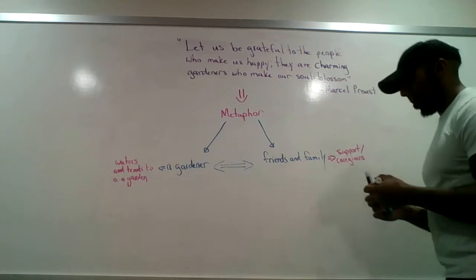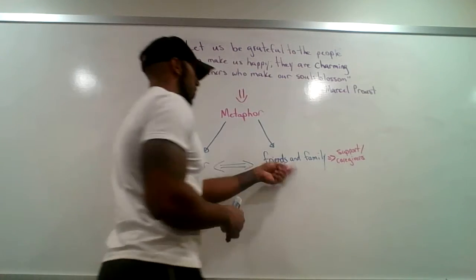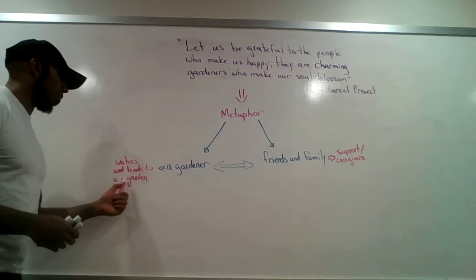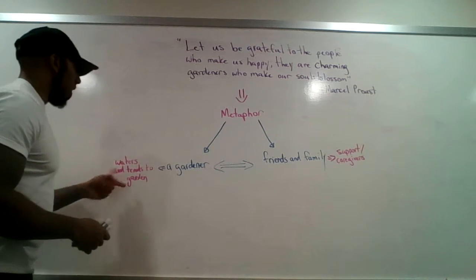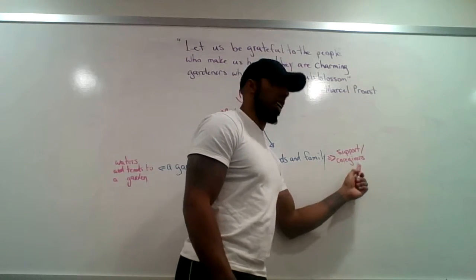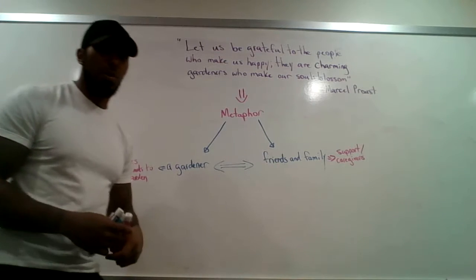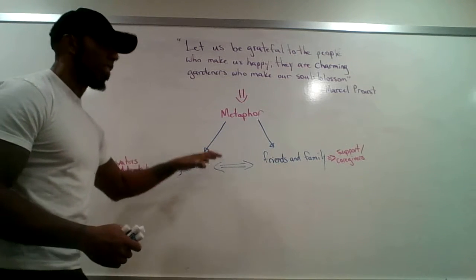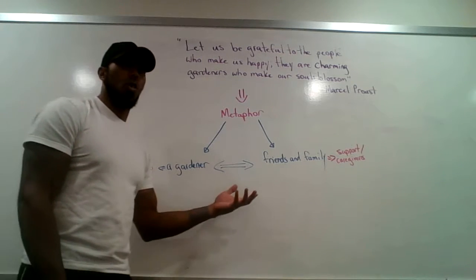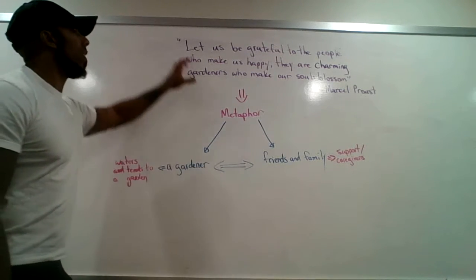Okay. Now, we have a gardener and we have friends and family. A gardener waters and tends to a garden. Your friends and family give you support and they're caregivers. How are these two things similar? At face value, they're not similar at all. They're two completely different things. Maybe a family member or a friend is a gardener, but what does it mean?